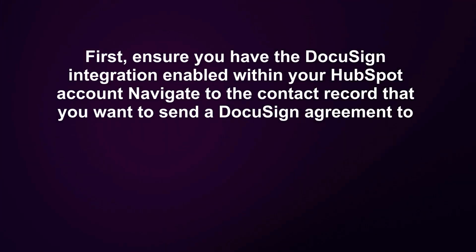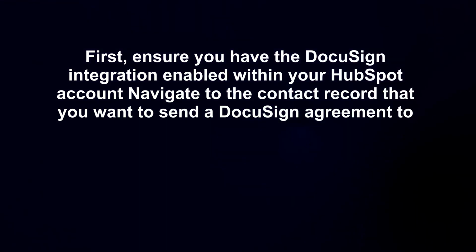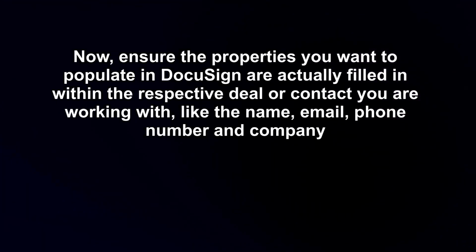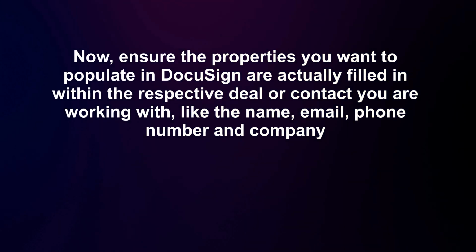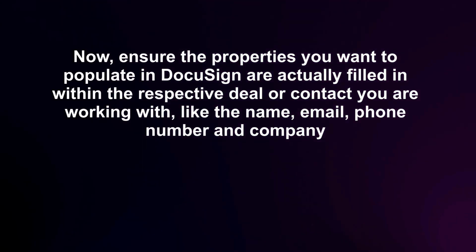First, ensure you have the DocuSign integration enabled within your HubSpot account. Navigate to the contact record that you want to send a DocuSign agreement to. Now, ensure the properties you want to populate in DocuSign are actually filled in within the respective deal or contact you are working with, like the name, email, phone number, and company.